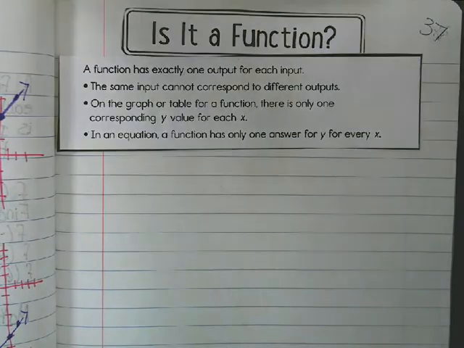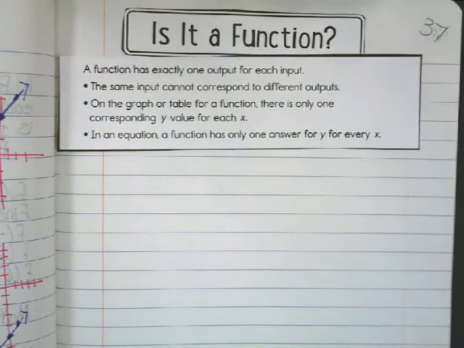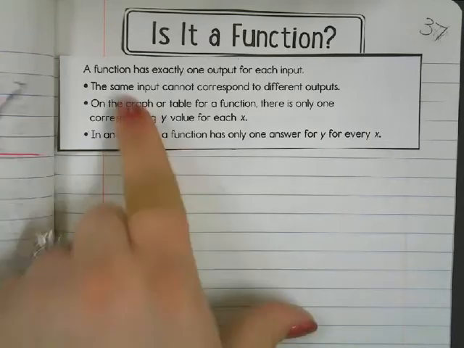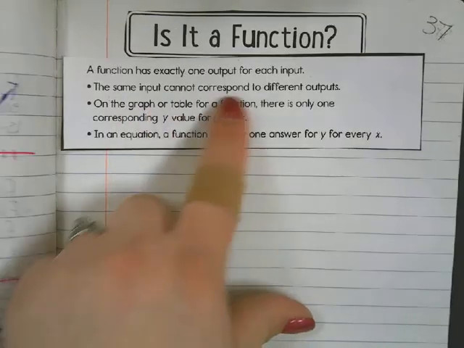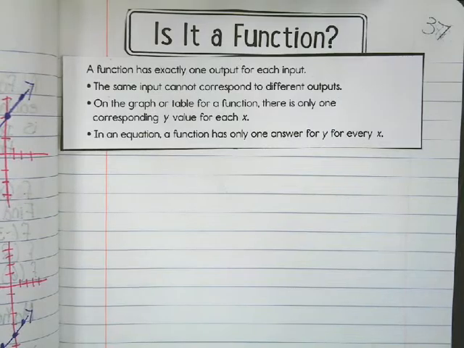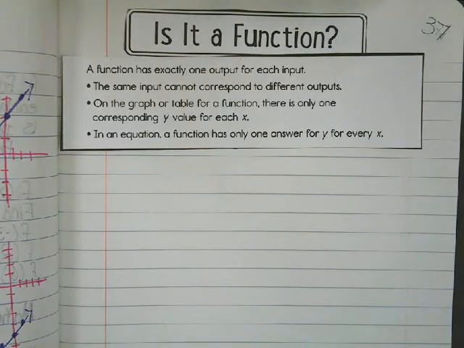Okay, so last week we looked at functions and linear functions. Now we're going to be given a relation and we're going to have to identify, is it a function? So not all of these that we are going to be given are going to be functions. So in order to tell if it is a function, the same input cannot correspond to different outputs. So what that means is you cannot have two y values for the same x value. So your x's cannot repeat.